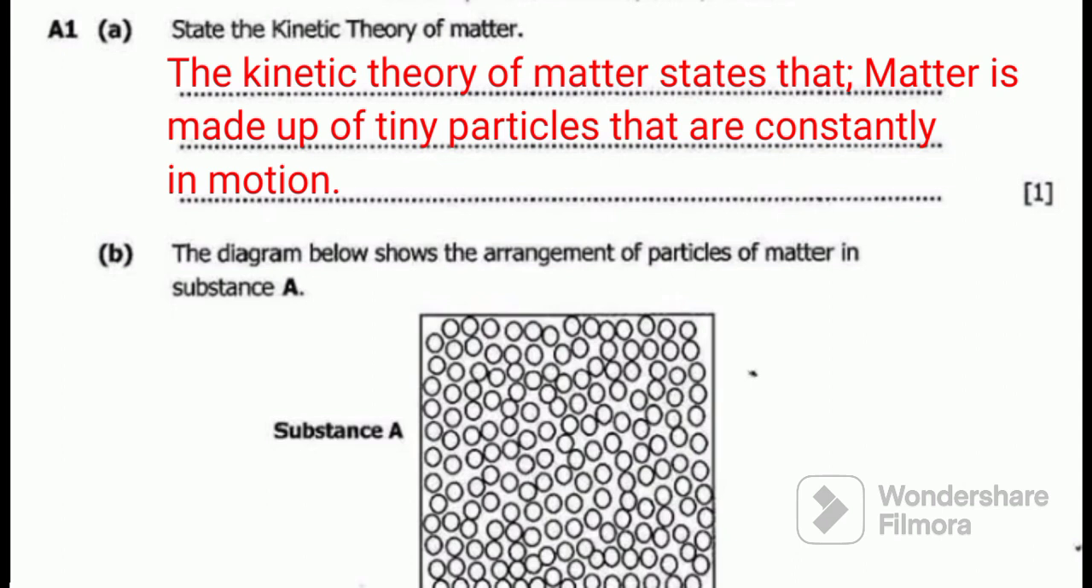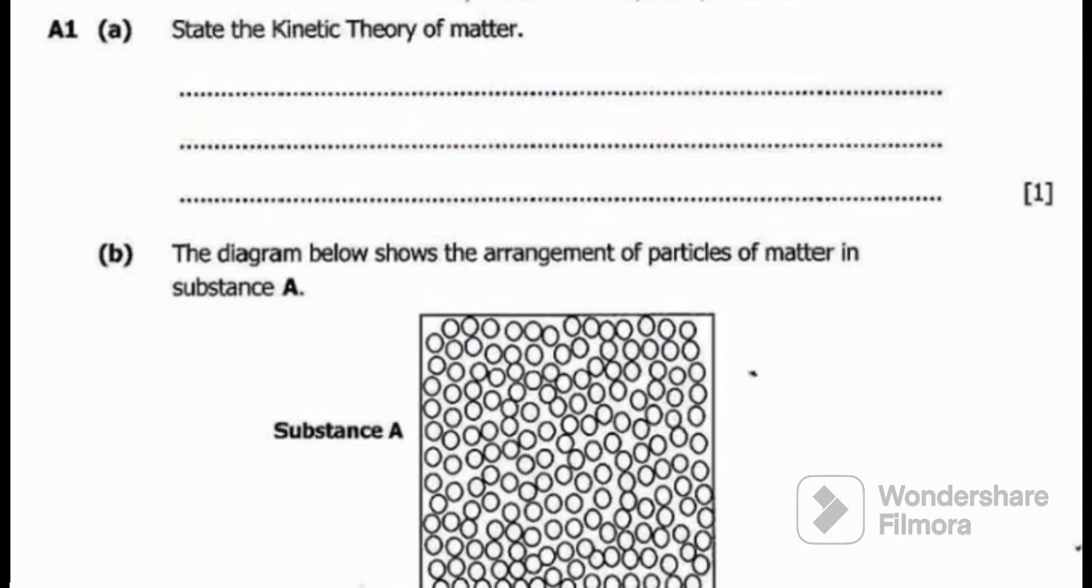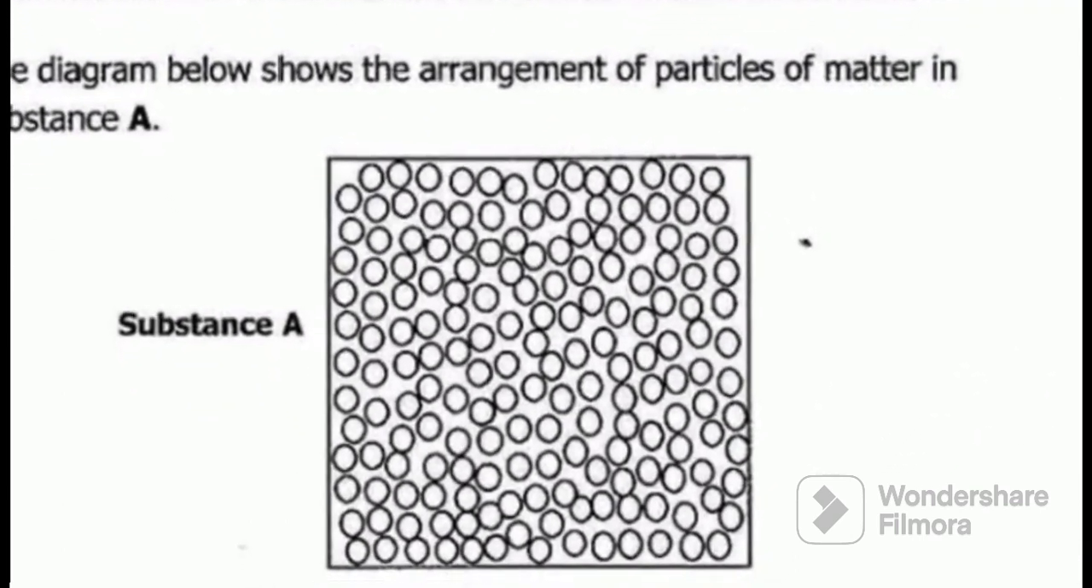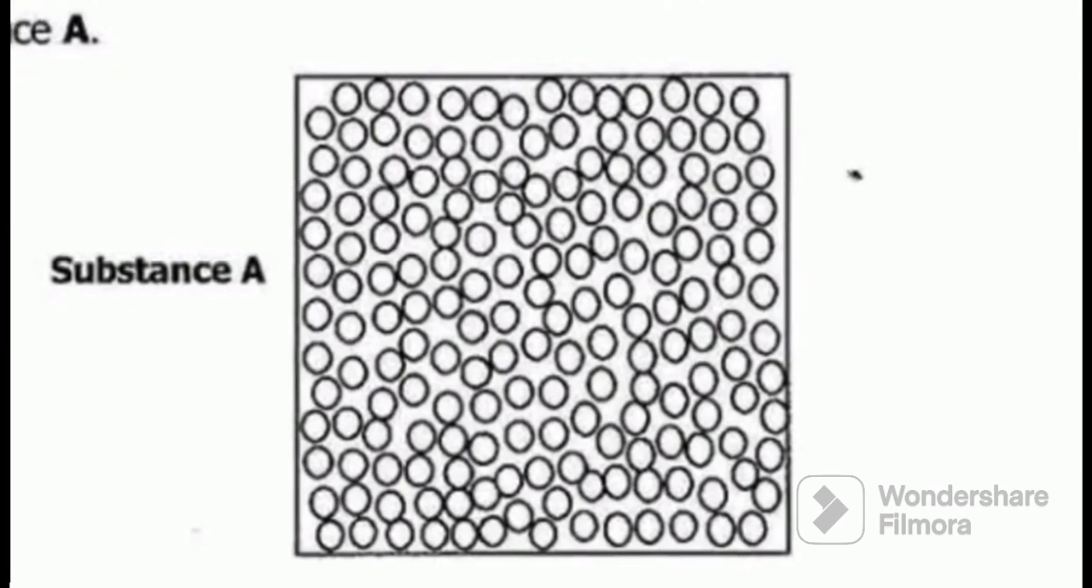Okay. So in this diagram, we have substance A. The statement on B reads, the diagram below shows the arrangement of particles of matter in substance A. So this is substance A. Study it very well and see the arrangement of the particles inside.